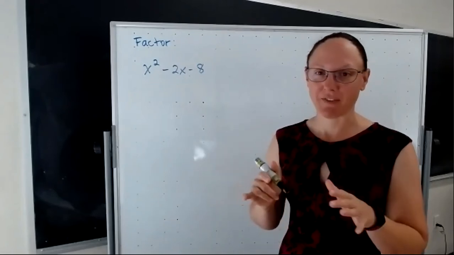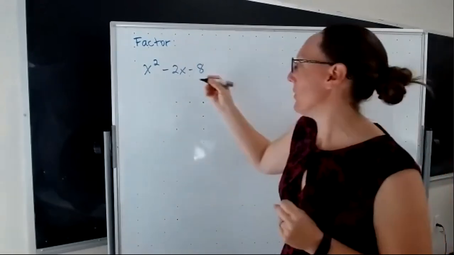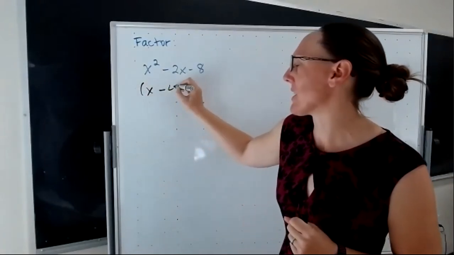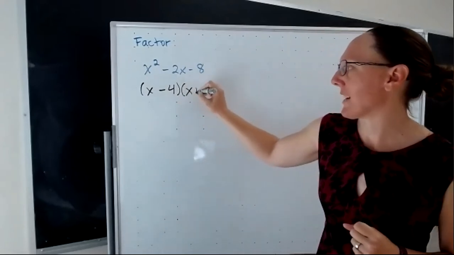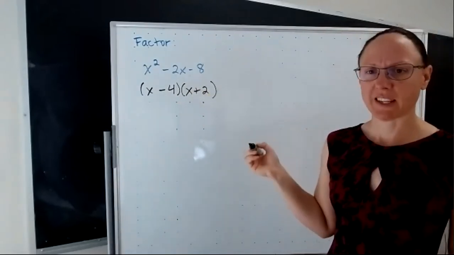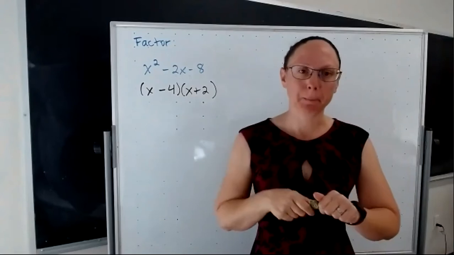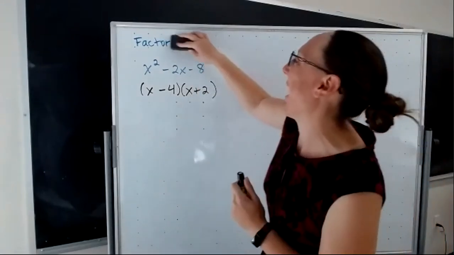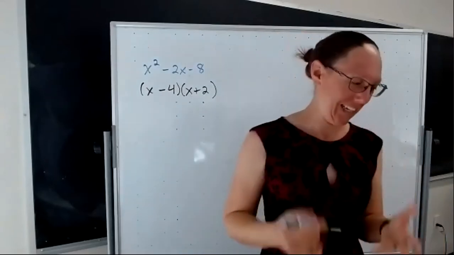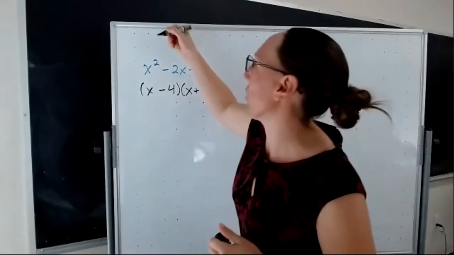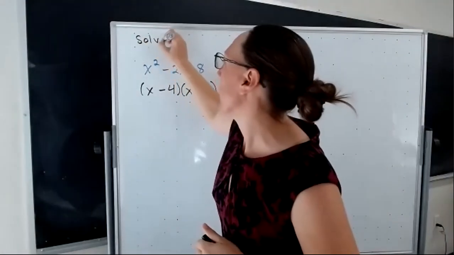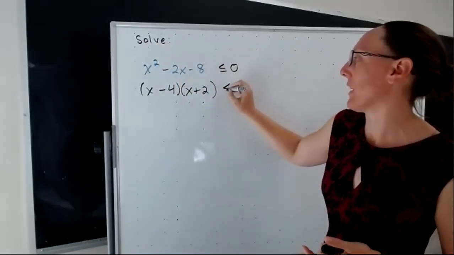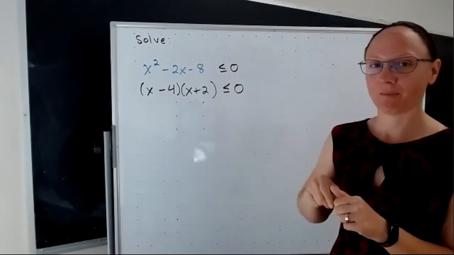I'm guessing we have this factored. So this is going to become x minus 4, x plus 2. Do you guys think that sounds right? Okay, so the reason that I was having us factor this is because what I actually want to do is solve this inequality. So we're actually going to solve this is less than or equal to 0.